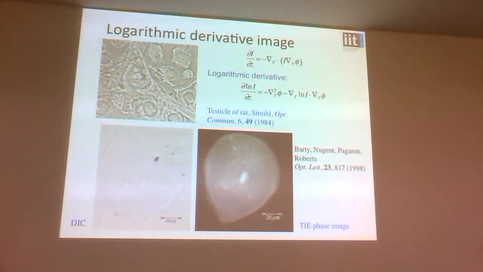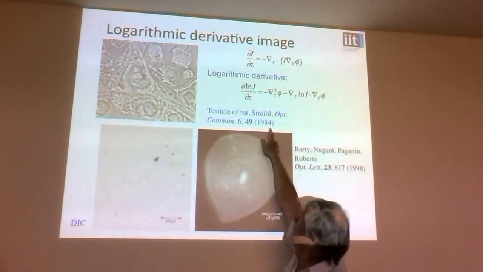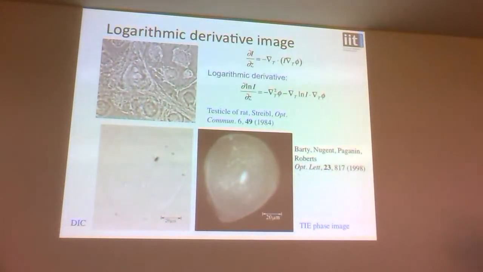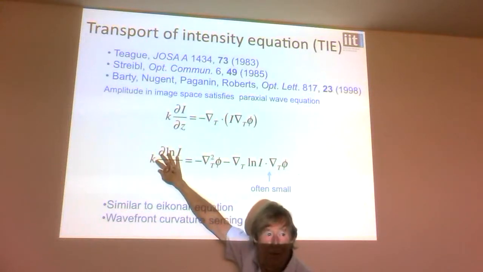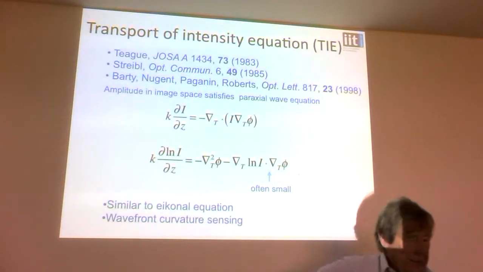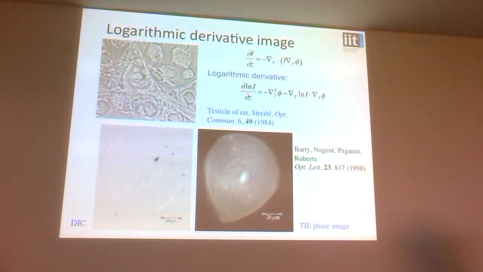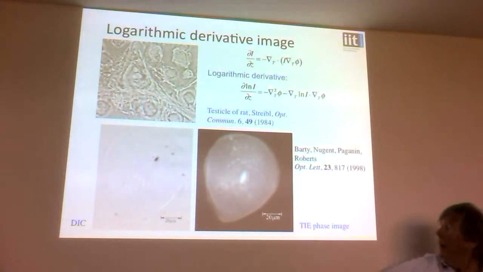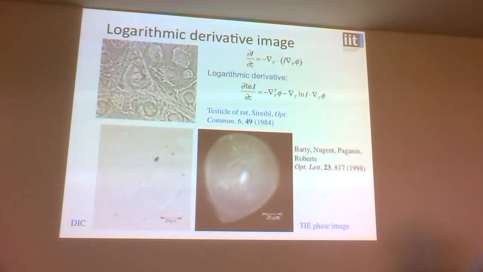Right, okay, so the first image using this method was produced by Norbert Streibel, testicle of rat, 1984. What he actually shows here is what I call the logarithmic derivative, as on the previous slide. So this is what he measures and displays in that image. He didn't actually solve the equation to find what the phase is. The first paper which actually did calculate what the phase is was by Keith Nugent's group in Melbourne. This is a cheek cell, and you can see the nucleus of the cheek cell. They basically solved the equation by, it turns out, using a Poisson solver twice.